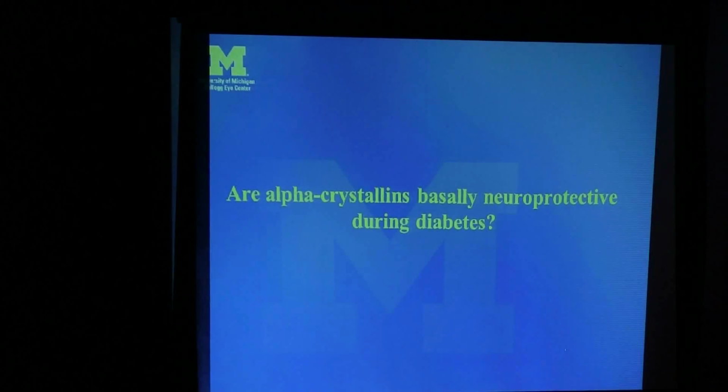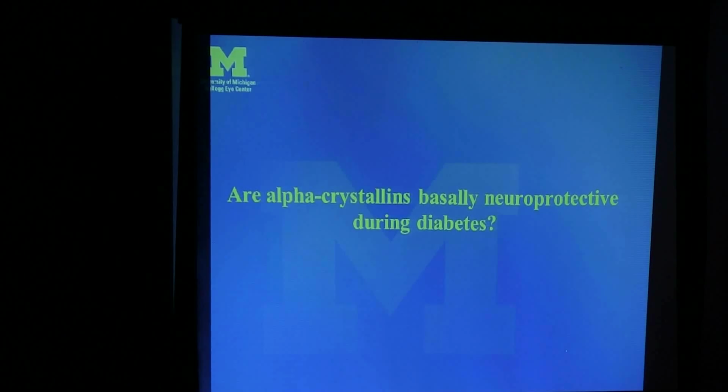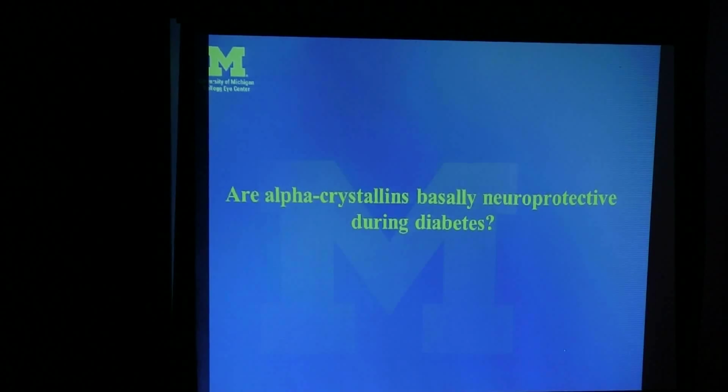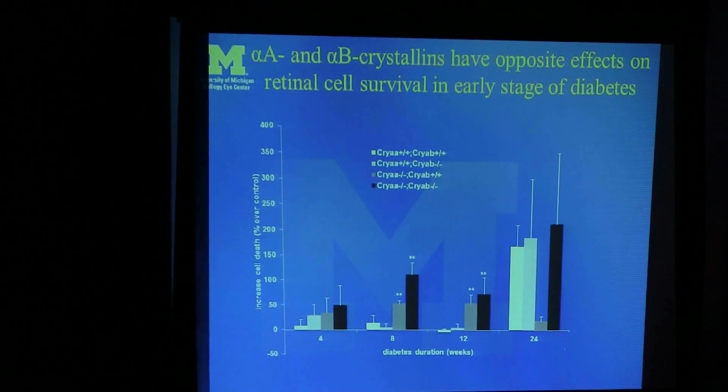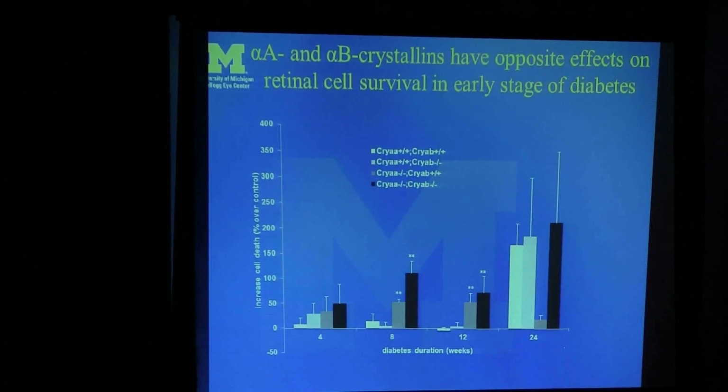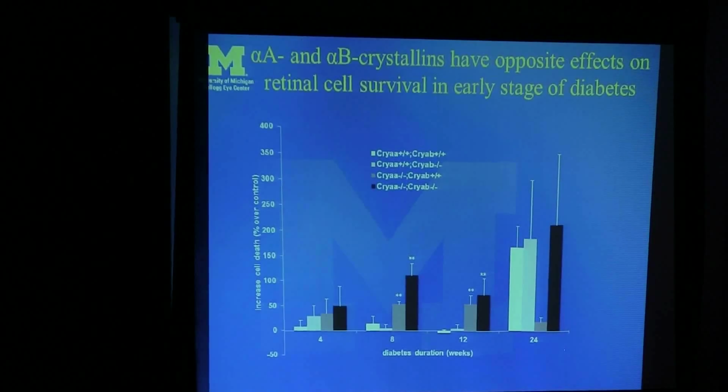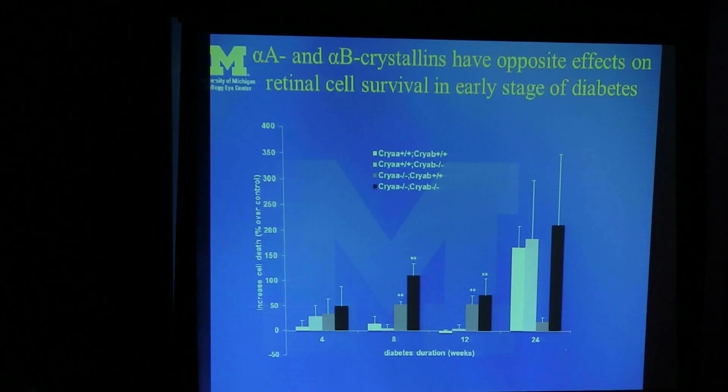Now, are the crystallins really basally neuroprotective? And if so, why are they increased in diabetes and we still see neuronal cell death? One of the ways we've tried to address that is, as most people ask the question, well, if we take them out of the picture, what happens?